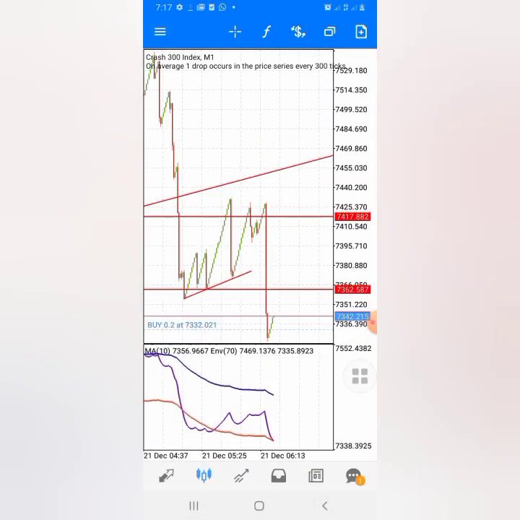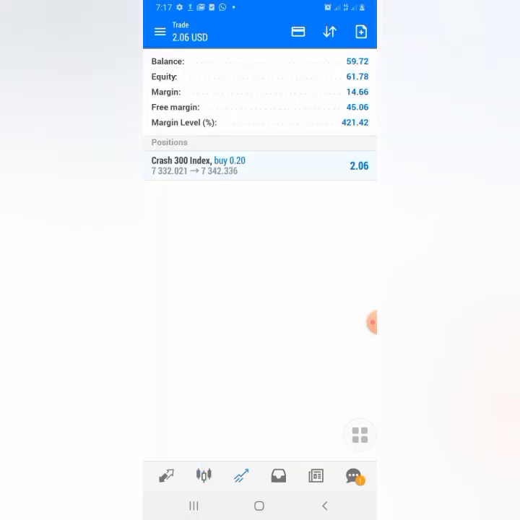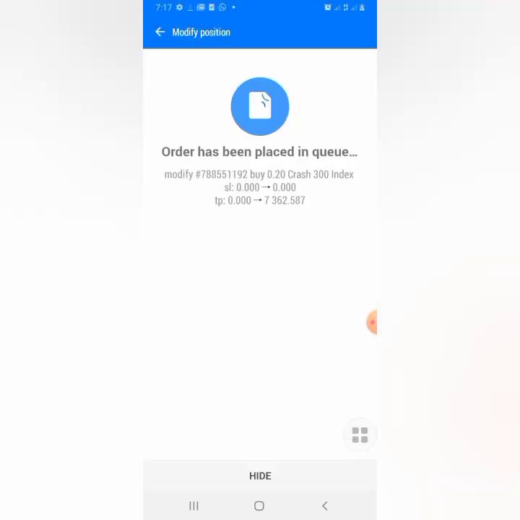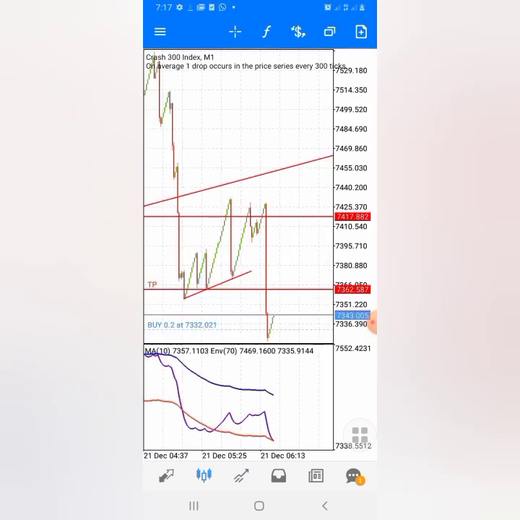I'm not using any indicator for this, because this market does not respect indicators. Yes, it is very volatile, so sometimes it does not respect indicators. So I'm going to just take profit at that point.